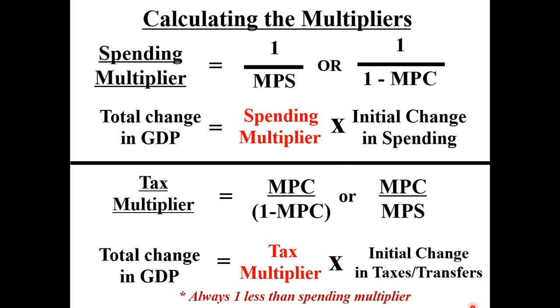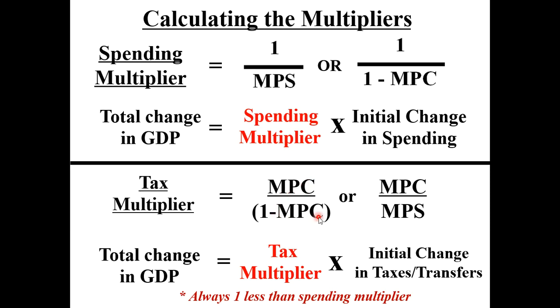The other multiplier is the tax multiplier. Now, remember, if you cut somebody's taxes, some of that money is going to get spent, sure, but some of that money is going to get saved. Spending, by definition, gets spent, but with tax cuts, not necessarily all of it is going to get spent. Some of it might be saved. So there's a different formula for calculating the tax multiplier. The tax multiplier is the marginal propensity to consume over the marginal propensity to save, or the marginal propensity to consume over 1 minus the marginal propensity to consume.